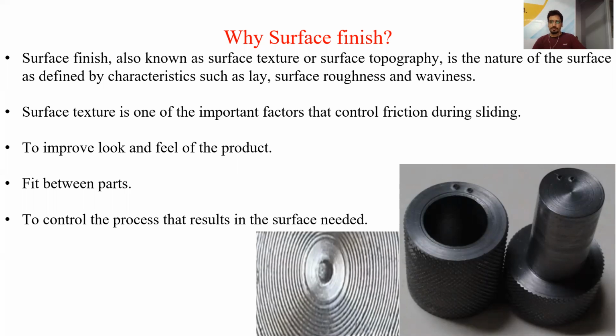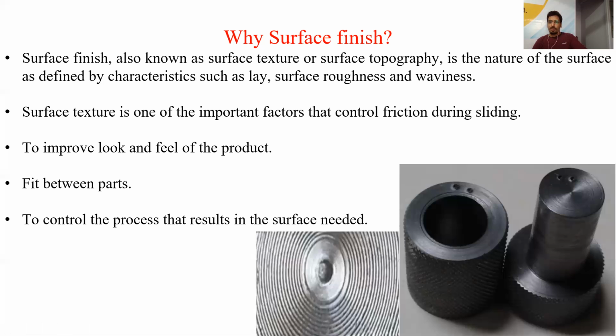For example, in this figure, roughness at each part is different. For example, if we take this surface, the outer surface, extra roughness is provided with the help of knurling process, so that we can hold the workpiece tightly. So we will have to provide more roughness.